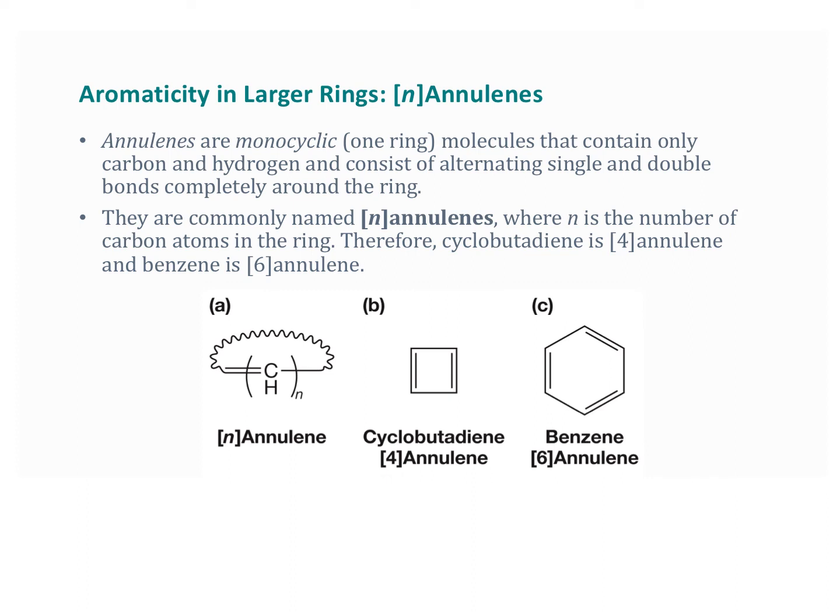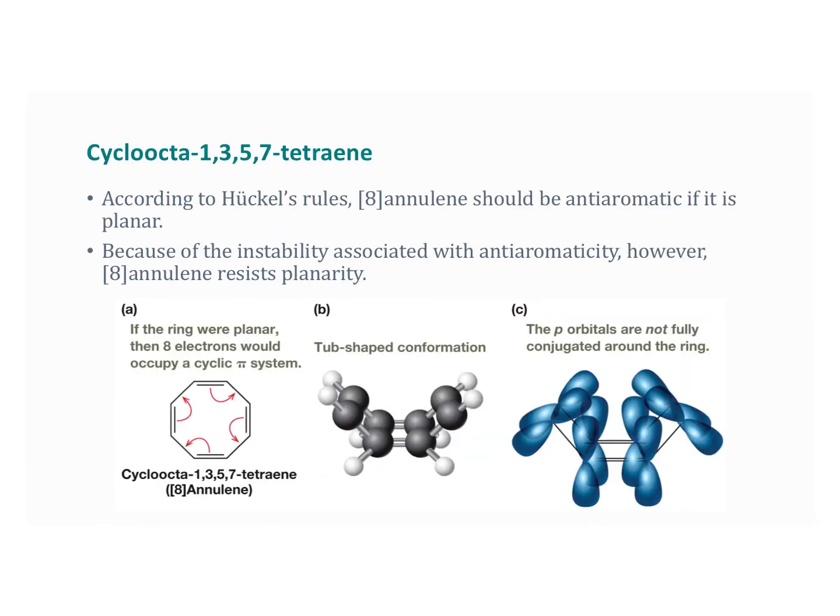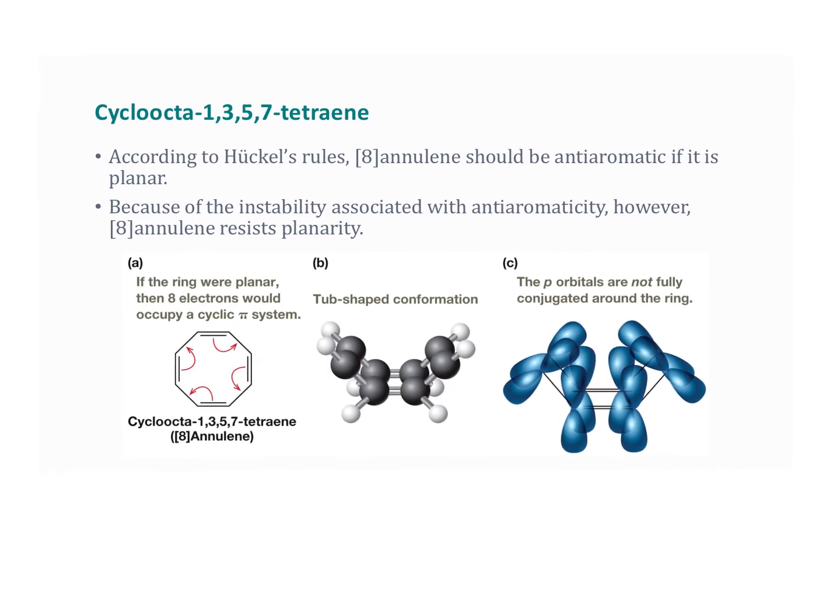And so you can have much larger ones, like here, because an annulene of any size can be drawn, and then we can apply Huckel's rules to determine whether a particular annulene should be aromatic, anti-aromatic, or non-aromatic. When doing so, however, we must take geometry into account, because remember, Huckel's rules require everything to be entirely planar. And so if you look at cycloocta-1,3,5,7-tetraene, which is also called [8]annulene, it should be anti-aromatic if it were planar.